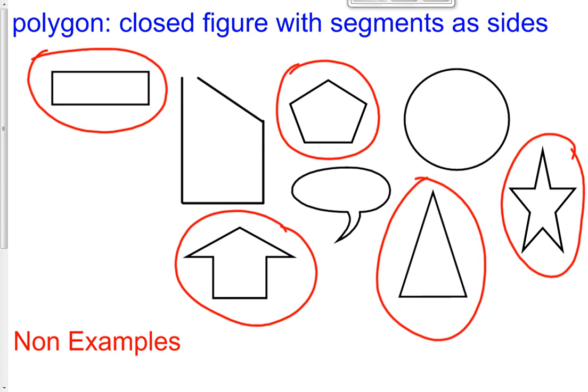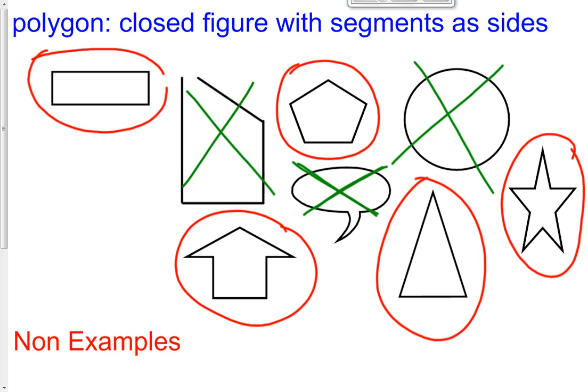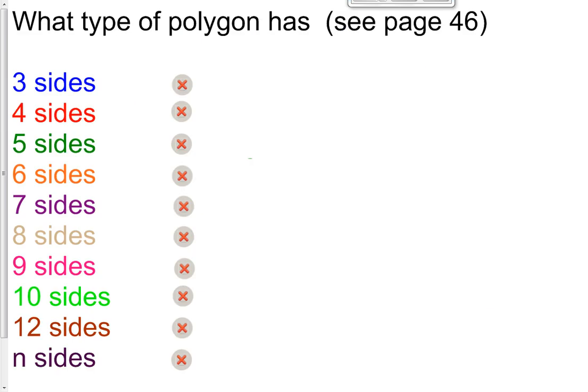When you have a rounded figure, like this circle is rounded, that is not a polygon. Same thing with this, I don't know if it's like a quote type bubble type thing. That one is not a polygon. If this shape right here were to be closed, then it would be a polygon. But it is open right there, so this one is also not a polygon. Okay, so a polygon is a closed figure with segments as sides.